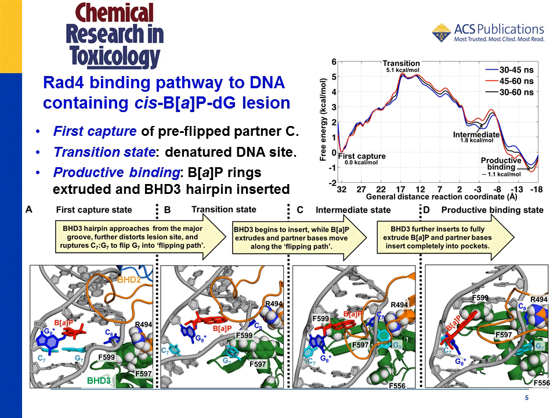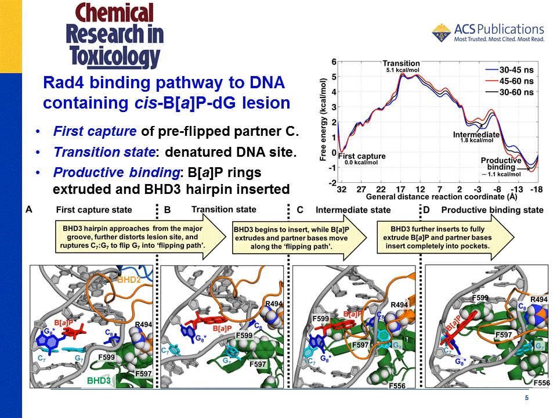Starting from the first capture state, the BHD3 hairpin approaches from the major groove. It further distorts the lesion site to bend and unwind around it. Such distortions start to rupture a base pair flanking the lesion site. At the transition state, a second base has flipped into the protein following the rupture of its base pair, and the BAP rings began to extrude.